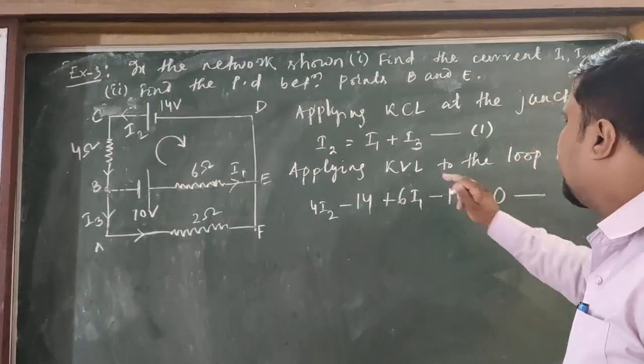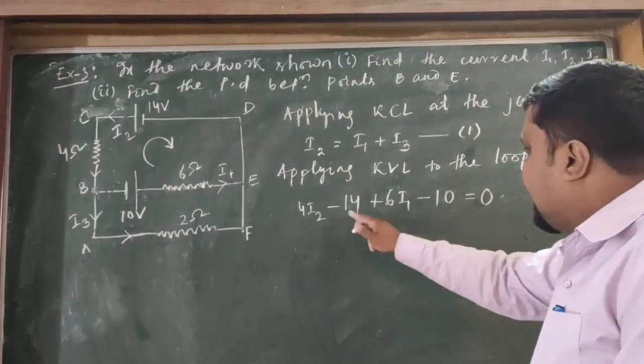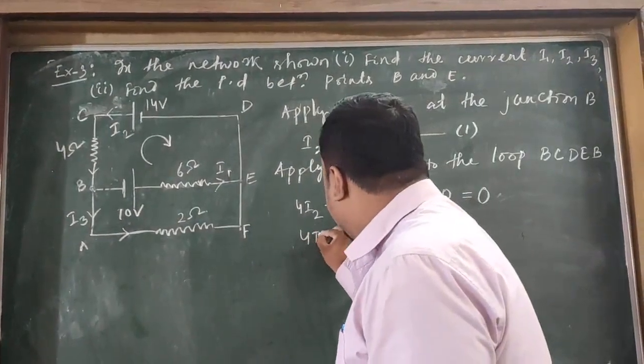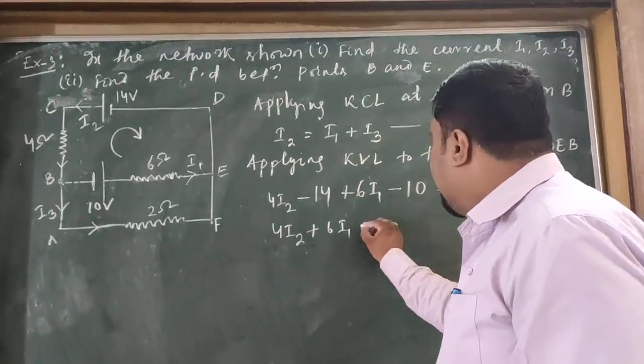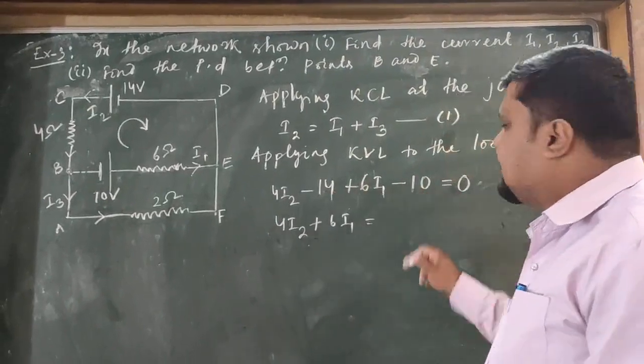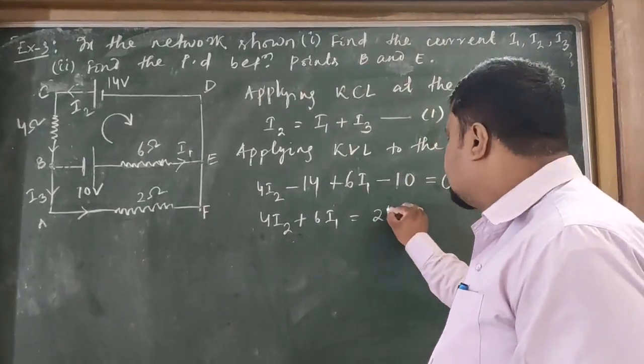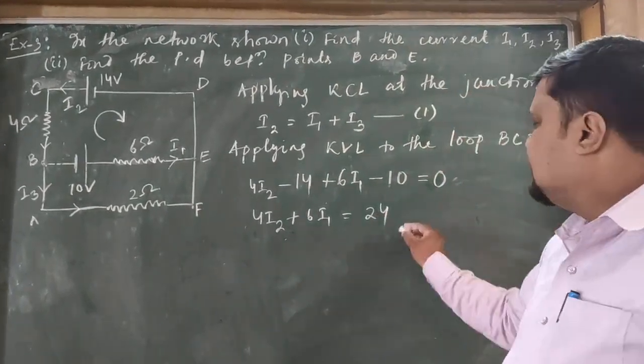This is using the KVL, right? Or I can write this as 4I2 plus 6I1 is equal to minus 14 minus 10, so this is plus 24. This is equation number 2.